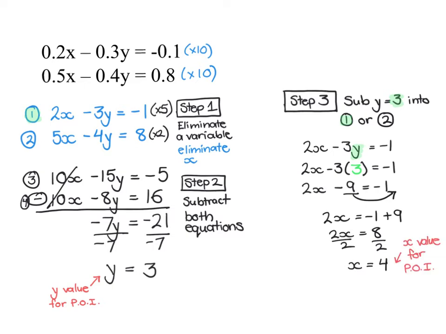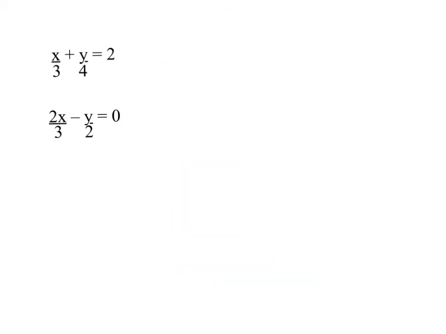Now that we have the x and y value, let's write the actual answer. So therefore, the solution is brackets, write the x value first, which is 4, comma, and the y value 3. And that right there is your final answer. Let's start off by labeling the lines. So this is line number 1, and this right here is line number 2.